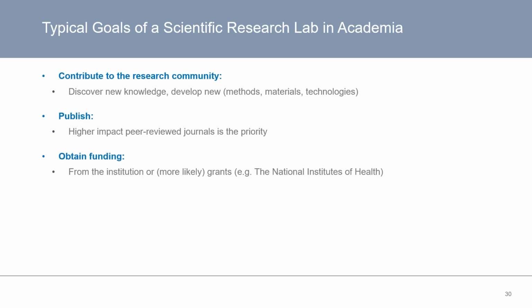Another major goal is to obtain funding. This can sometimes be from the institution itself or more likely from grants, such as the National Institutes of Health. To obtain grants, it's often necessary for labs to generate preliminary data to back up their grant applications and convincingly demonstrate that the lab can achieve its stated goals. Obtaining funding also allows the lab to expand, hire new staff and students, gather the resources it needs to conduct research, and ensures the longevity of the lab in general.